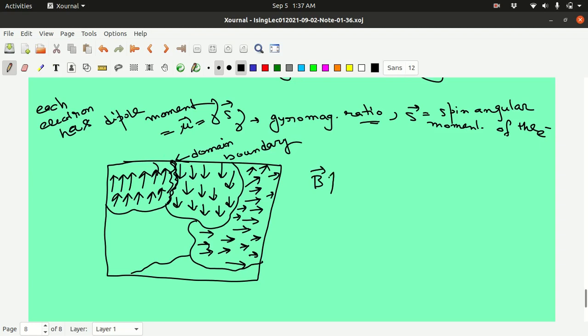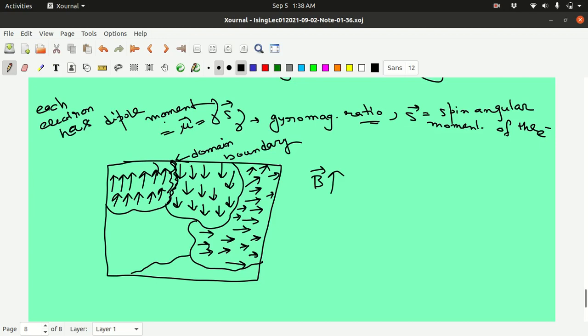If it is not aligned with the magnetic field, the magnetic torque will try to align them in the same direction as the magnetic field. So the domains, the spins, will try to become parallel to the direction of the magnetic field. And if you apply a strong enough magnetic field, the dipoles in the entire chunk of the material will be oriented in the direction of the field.